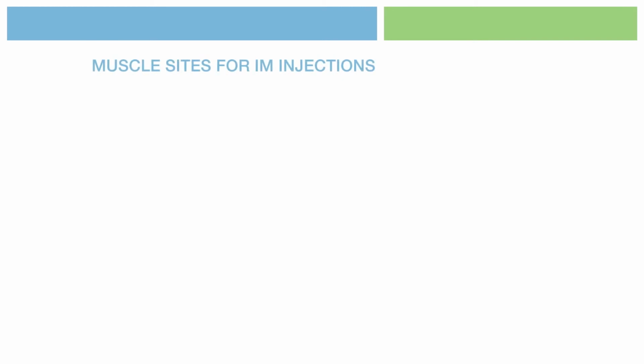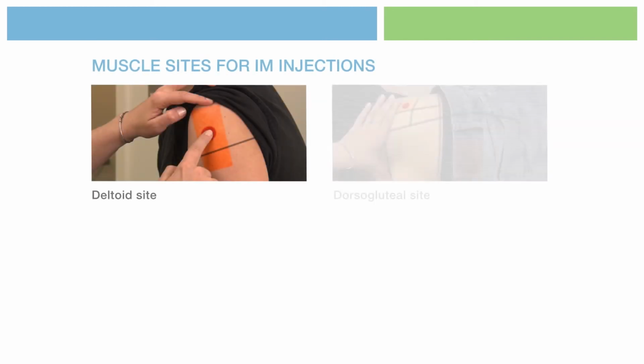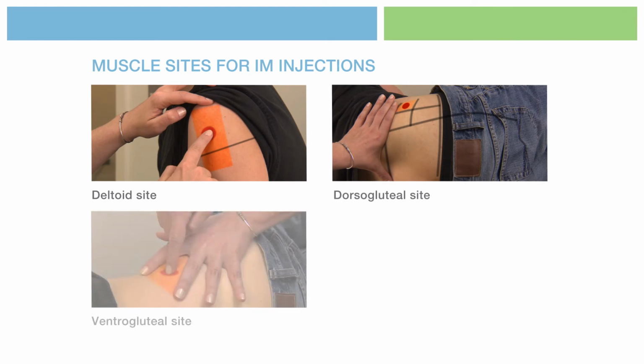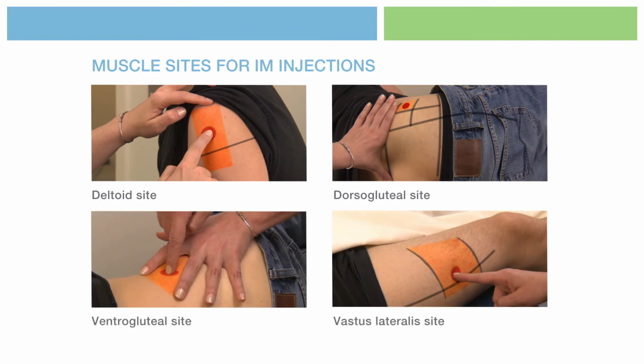Let's review 4 main muscle sites utilized for IM injections: the deltoid, the dorsal gluteal, the ventral gluteal, and the vastus lateralis. Injection site selection is critically important because the medication effect can be enhanced or diminished depending on the site of injection. However, each injection site presents its own advantages and disadvantages.